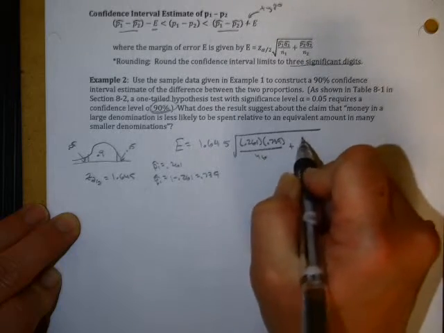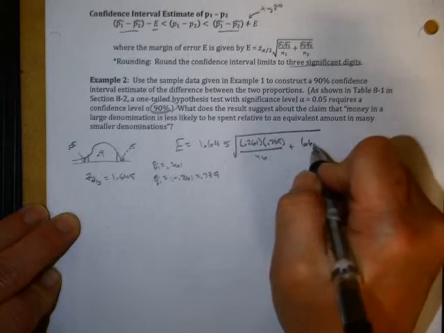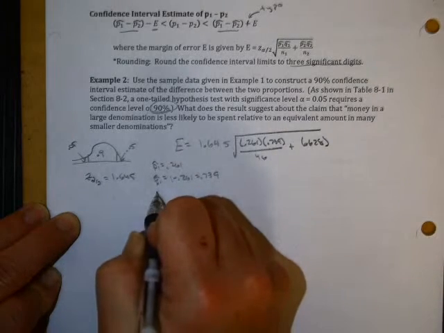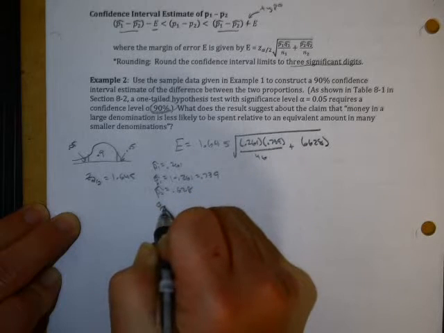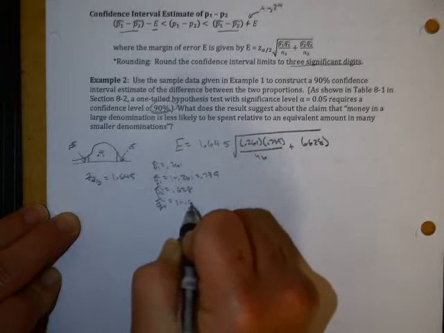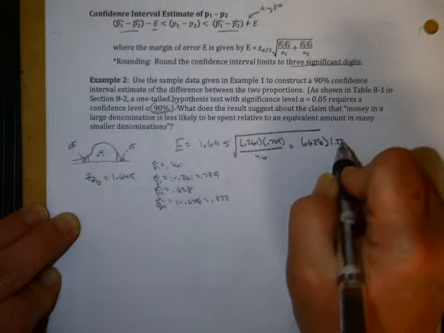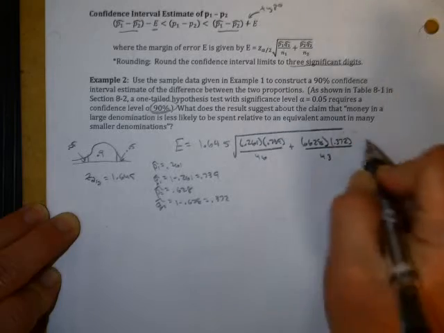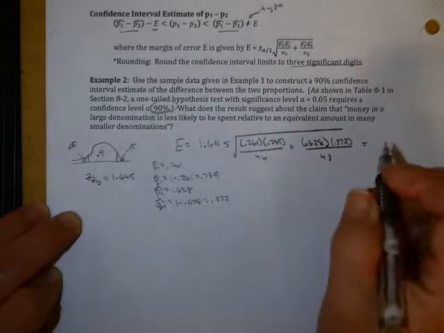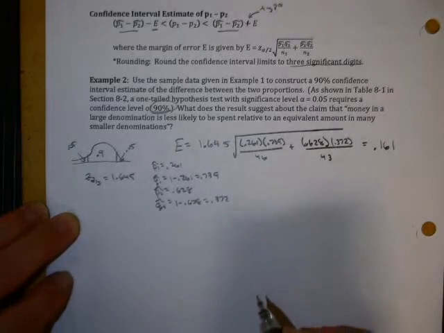plus p2 hat, which was 0.628. And if p2 hat is 0.628, then q2 hat will be 1 minus that, which is 0.372. All of that is over n2, which is 43. And if you calculate that, you will get a margin of error of 0.161.